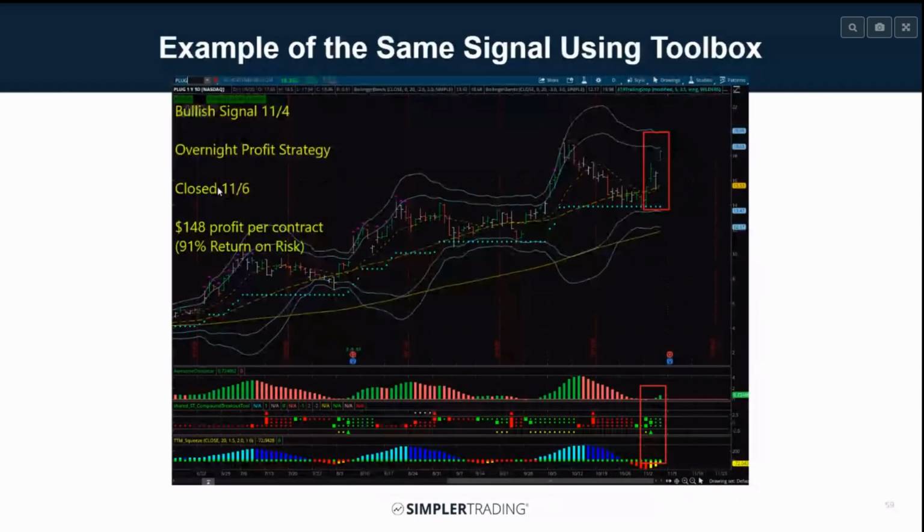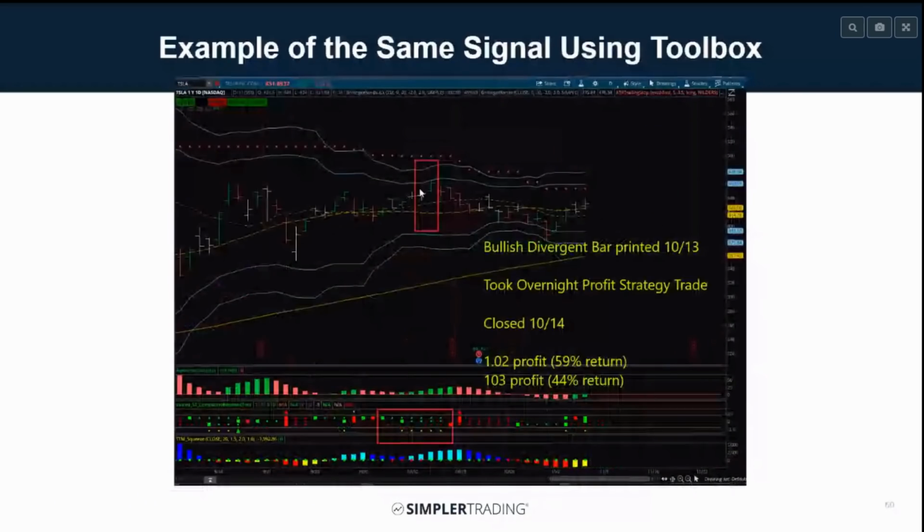This one I could have closed out the next day, but I held it one more day and closed it out the 6th. We took $148 profit per contract. It was a 91% return on that capital risk. And once again, as we talked about, great signal with the dynamic duo of indicators. Here on Tesla, similar situation, great signal for entry.